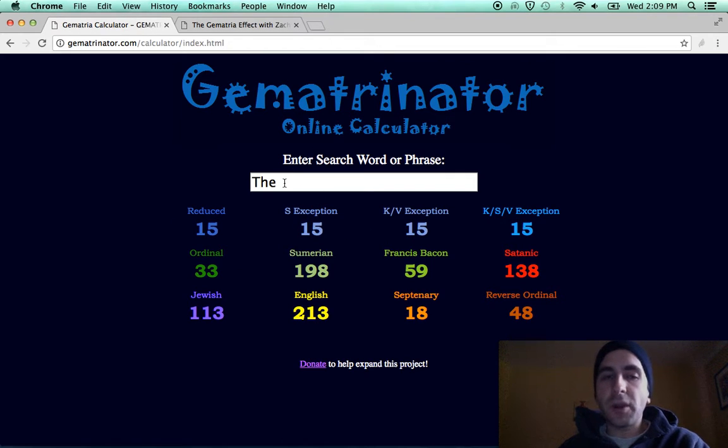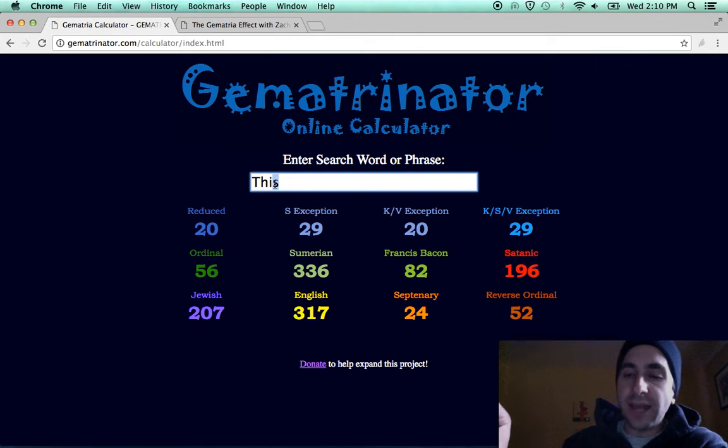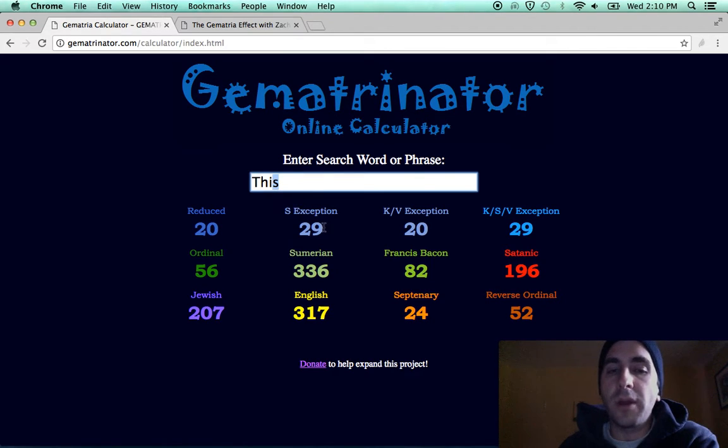Let's try a different word. Let's just change the word to this. Notice reduced is 20, with the S exception it's 29. That's because S can be worth 1 or 10. S is the 19th letter. 1 plus 9 is 10. 1 plus 0 becomes 1. So S is the only letter you have to add together twice to get to a single digit. Therefore, it can be worth 10 or 1. When you make S worth 10, it sums to 29 instead of 20.